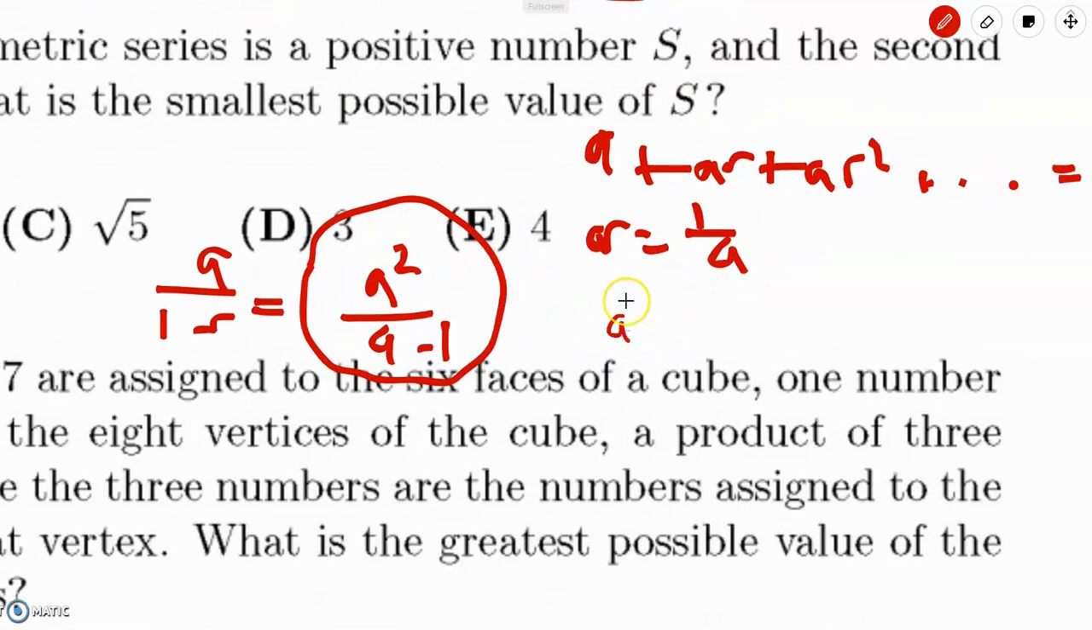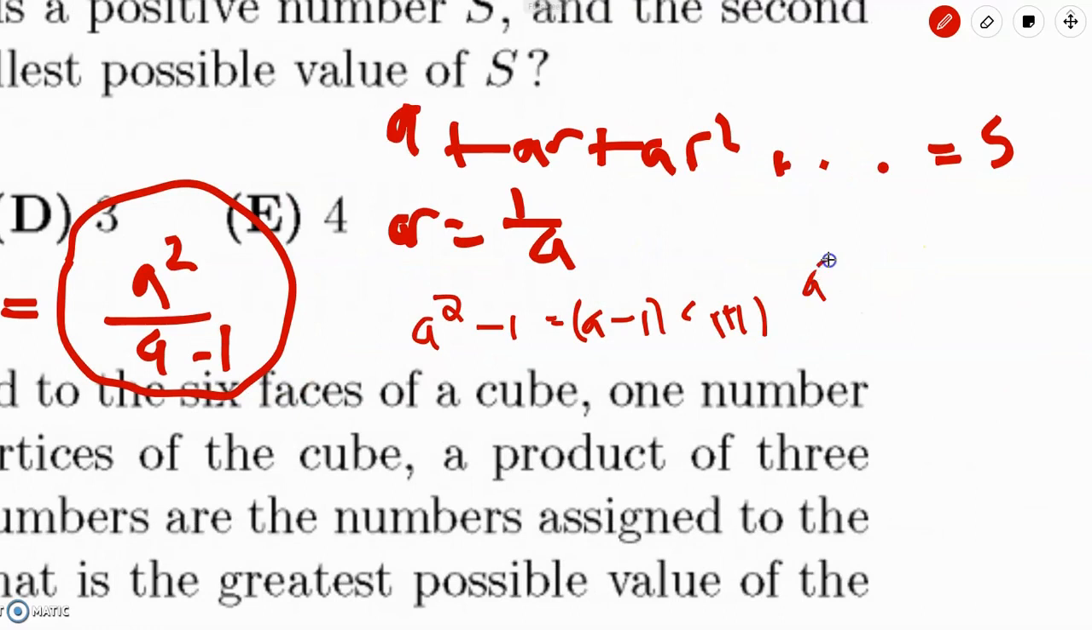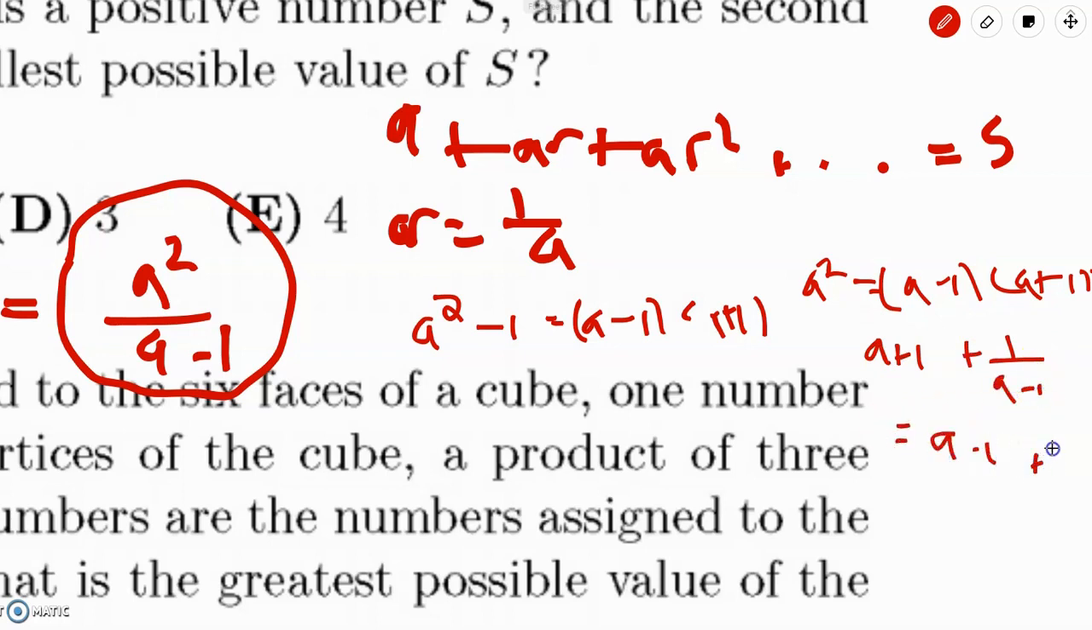So a squared minus 1 is equal to a minus 1 times a plus 1. So that means a squared is equal to a minus 1 times a plus 1, plus 1. And if you sub that in over here, then this resulting expression is equal to a plus 1 plus 1 over a minus 1. And this is equal to a minus 1 plus 2 plus 1 over a minus 1.